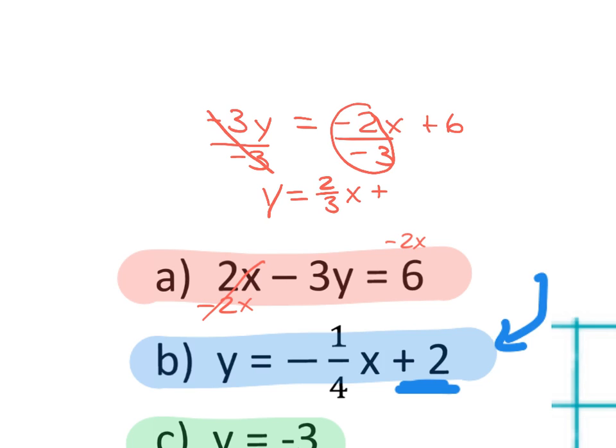You have to divide by negative 3 the whole other side. Everything on the right needs to be divided by negative 3, so I didn't do it for that positive 6 over there. That one needs to be divided as well, which would then make this a negative 2.